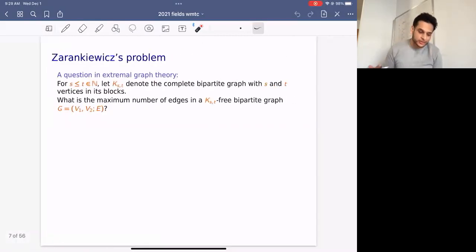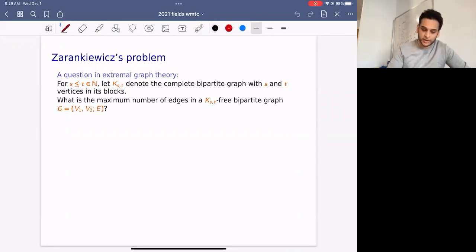The more general context is the Zarankiewicz problem, which is a question in extremal graph theory. The setting is this: I'm given two natural numbers, s and t, and I want to look at the complete bipartite graph K_{s,t}, which has s vertices in one block and t vertices in the other. I have s vertices here, t here, and everything is connected to everything else.